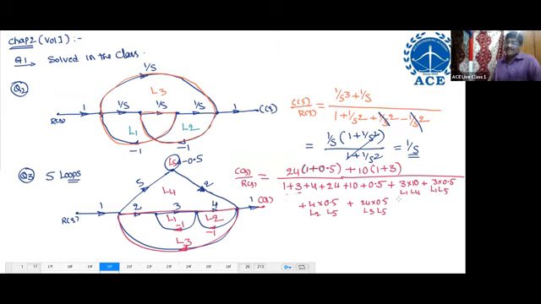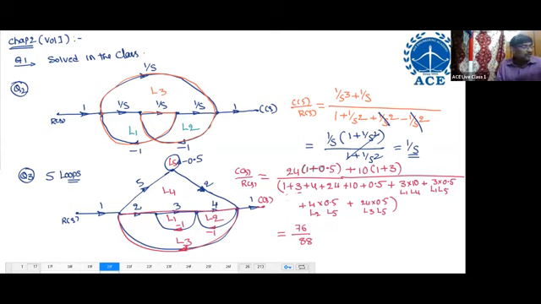Next, L4, L5 touching. You solve this. You solve this total, you will get the answer. I think 0.93 or something. 76 by 88, you will get the answer.